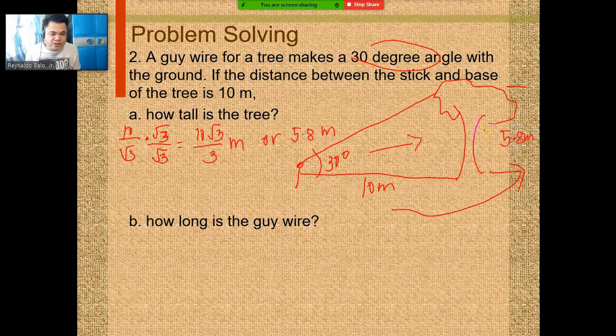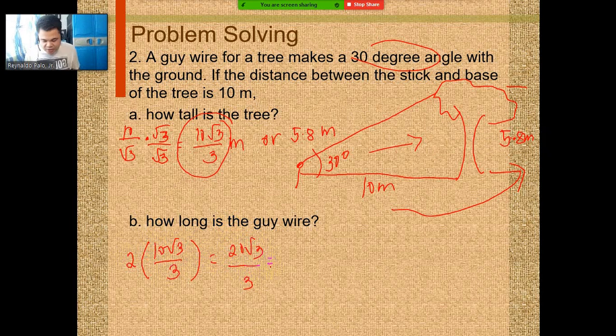Next, from the short leg, which is the height of the tree, we can now solve the hypotenuse. To solve for the hypotenuse, we're going to use the original one. Remember, the hypotenuse is twice the short leg, or the height of the tree. So therefore, it is now 2 times 10 square root of 3 over 3, which is the height of the tree. Okay? So it's now 20 square root of 3 over 3.